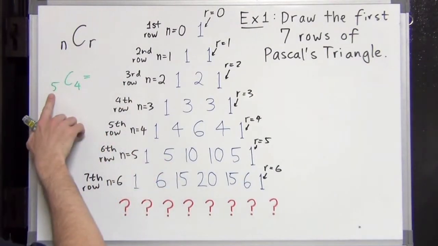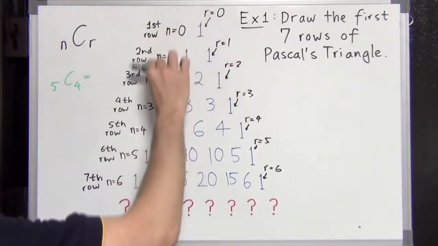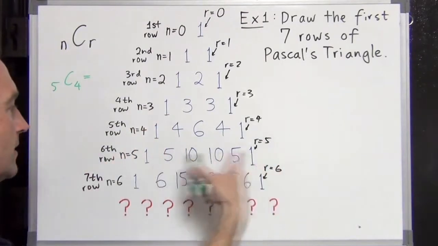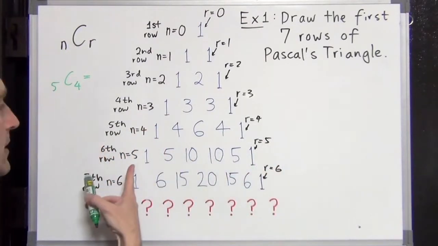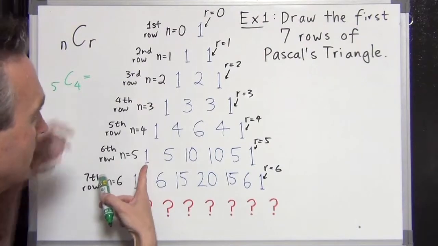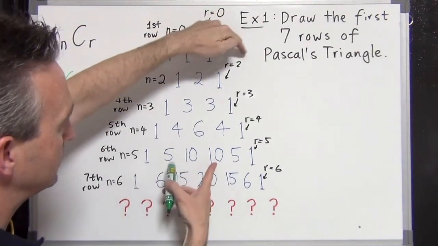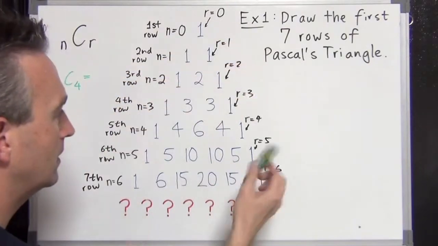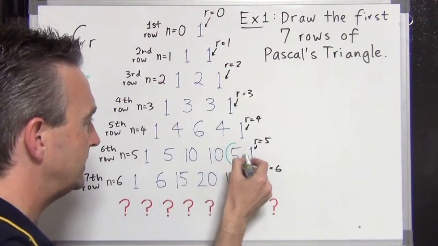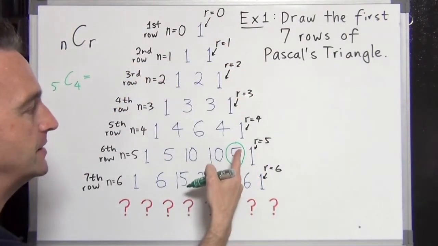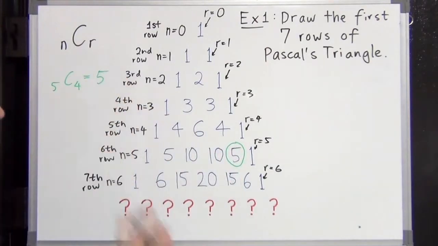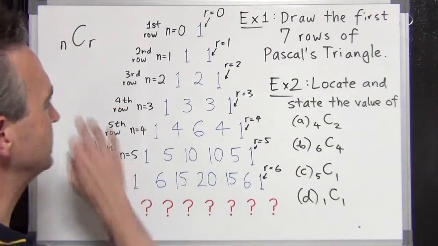We're looking at n equals 5, so we're looking at the n equals 5 row, the 6th row here. And we're looking at the r value of 4. So this is r equals 0, r equals 1, r equals 2, r equals 3, and r equals 4. It would be this entry here. This here is 5C4, and its value is 5. So let's do a couple more examples of those.